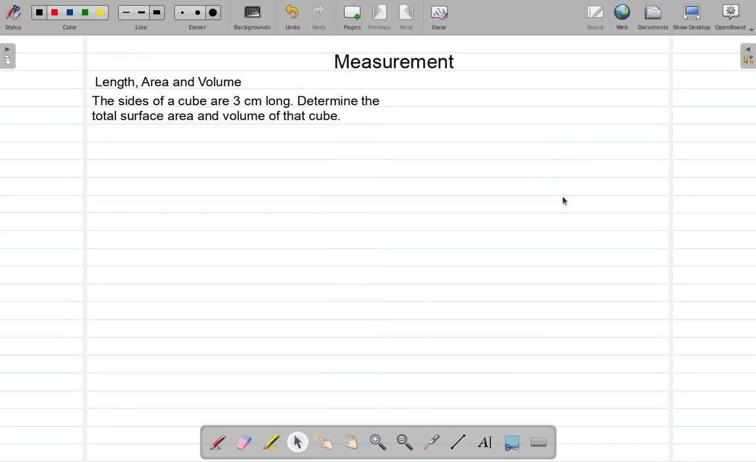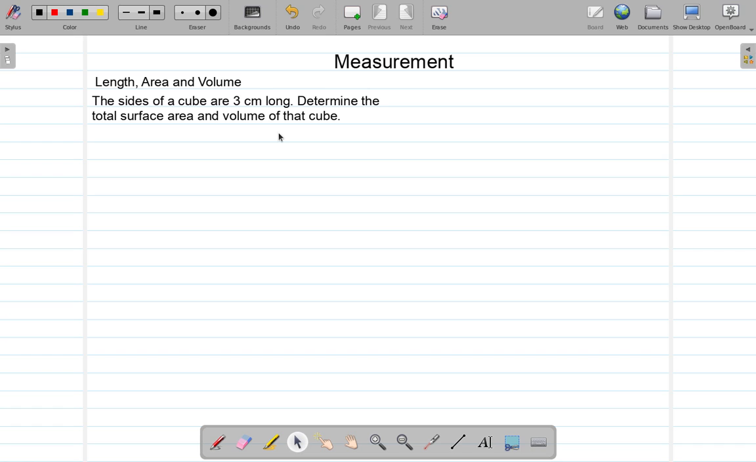Let's look at this example here. Continuing measurements and looking at length, area and volume. This question says the sides of a cube are 3 centimeters long. Determine the total surface area and the volume of that cube.